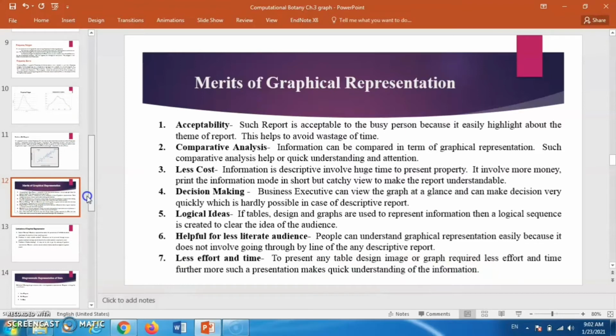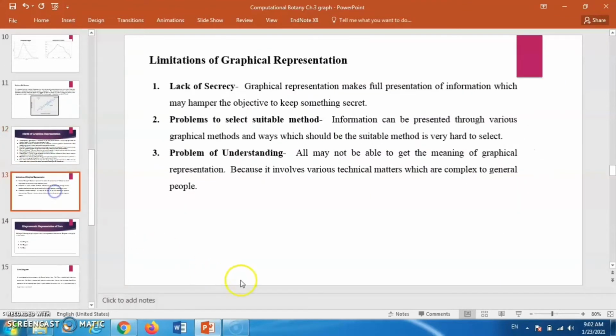So these are some merits of graphical representation. Everything has some merits and some limitations. So, limitations of graphical representation. Lack of secrecy. Graphical representation makes a full presentation of information, which may hamper the objective of keeping something secret.